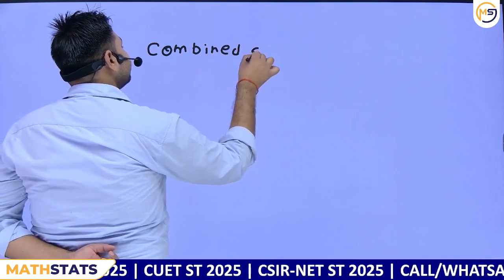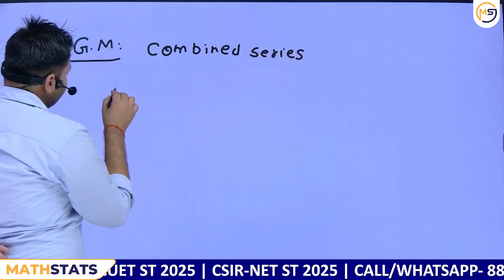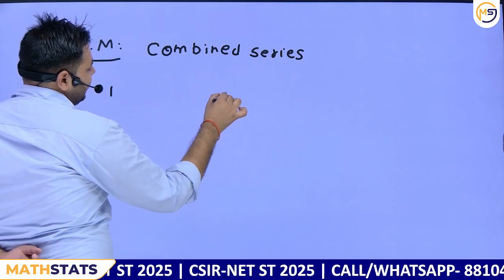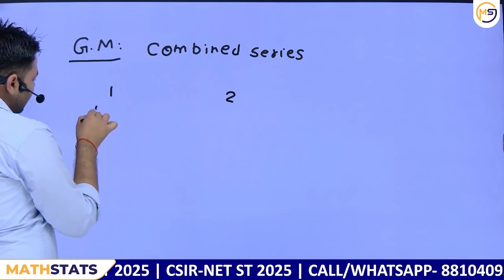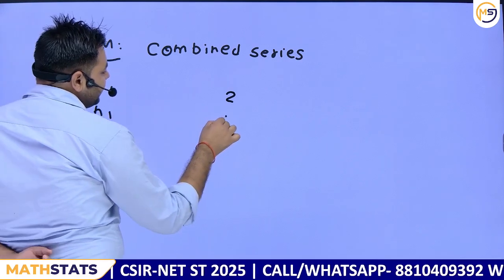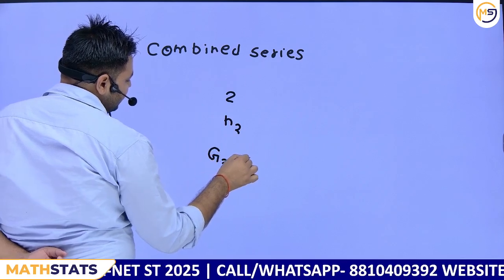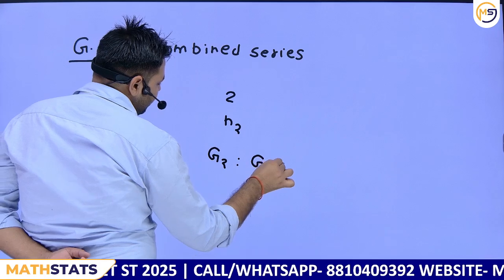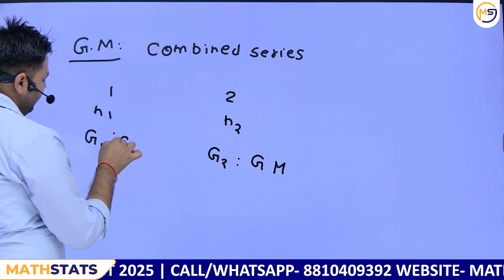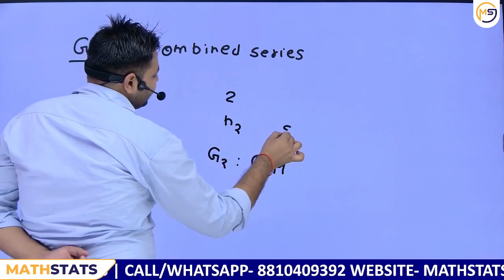Combined series. So first you have the first series and then the second series. The first series has n1 observations and its geometric mean is g1, and the second series has n2 observations and its geometric mean is g2. This is the geometric mean, and this is the size.